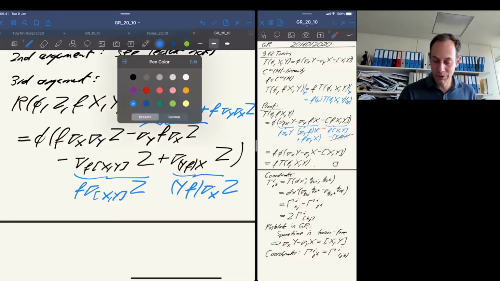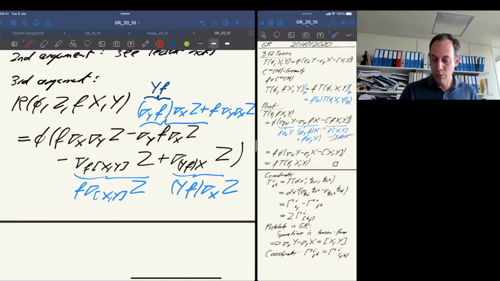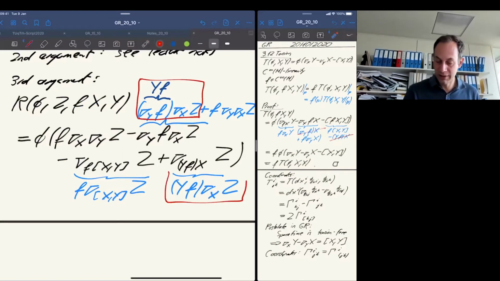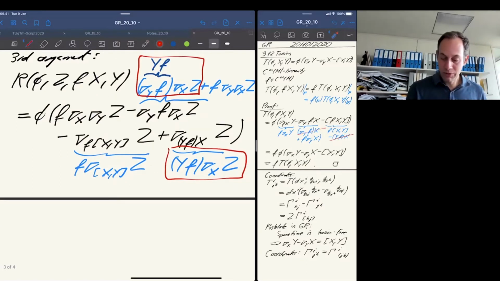And that's indeed important to do because now we have here yf times nabla x z, which is exactly this term here. But it appears first with a minus sign and the second time with a plus sign. So these two red boxes cancel. And now I'm almost done, because if you look at what remains without the red boxes, then we have these green terms.